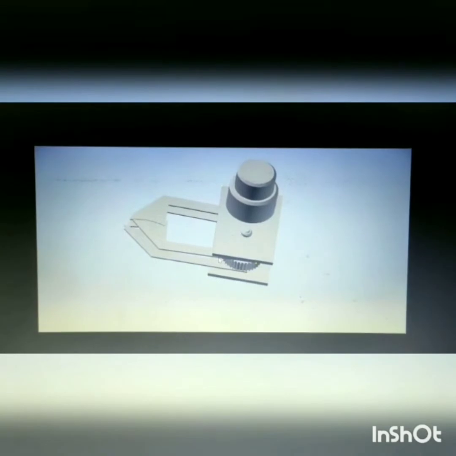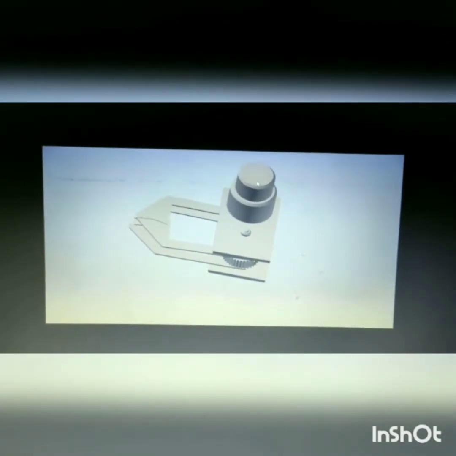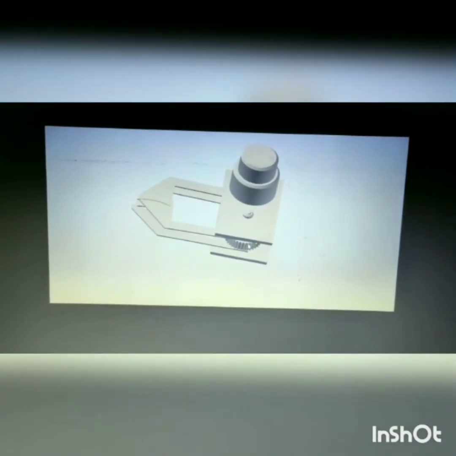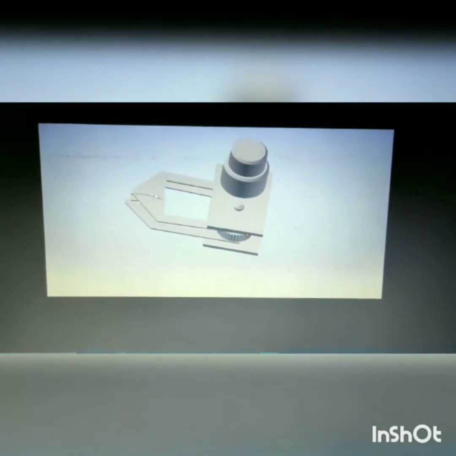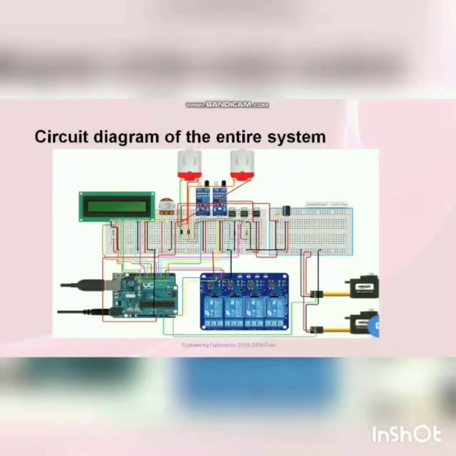This is a gripper which is used to hold the motor. Here we have placed a DC motor, and here we can see gears which are used for holding the motor. This is a holding mechanism. And here is the circuit diagram of the entire system.